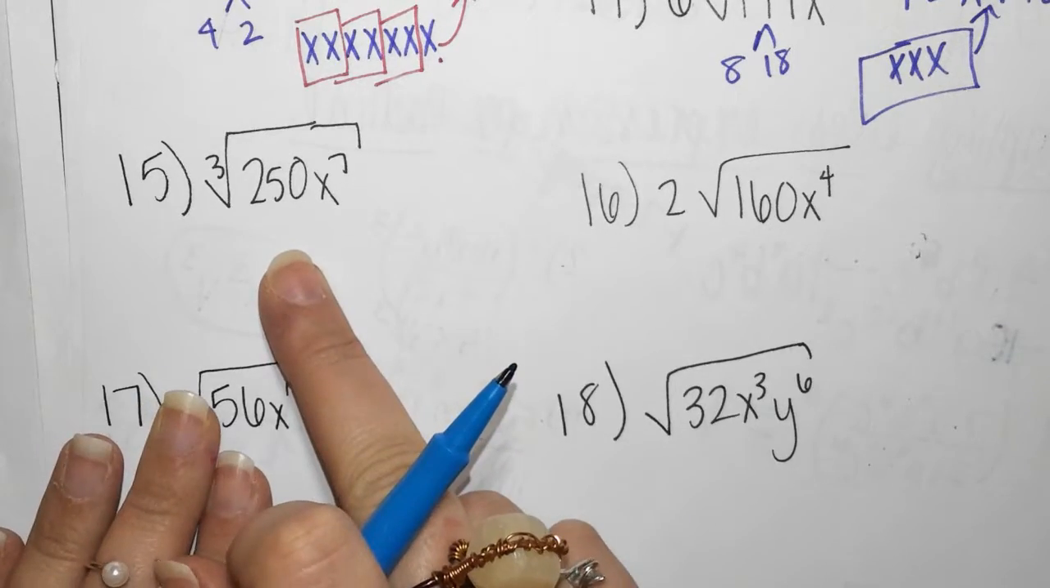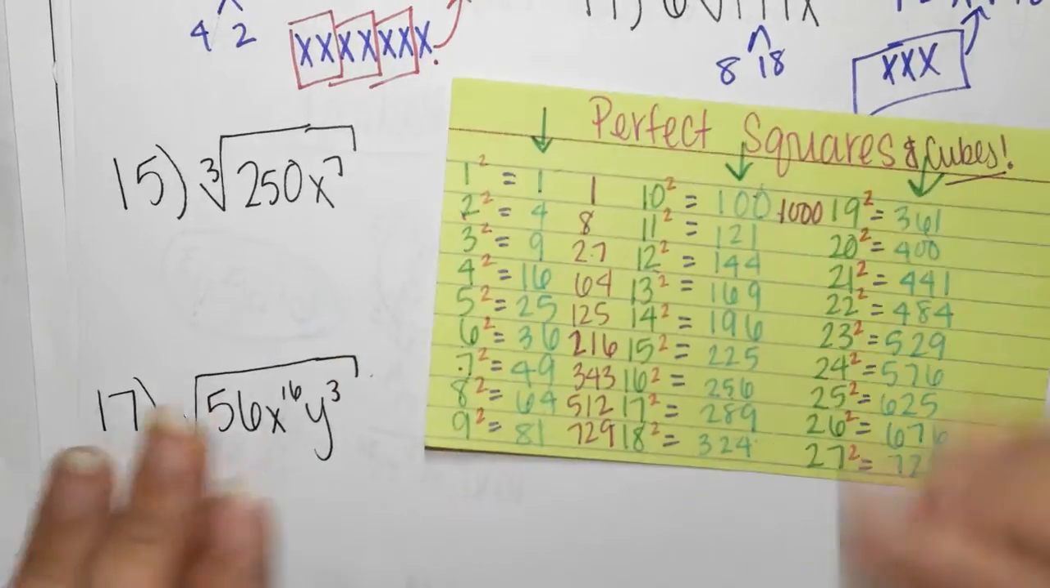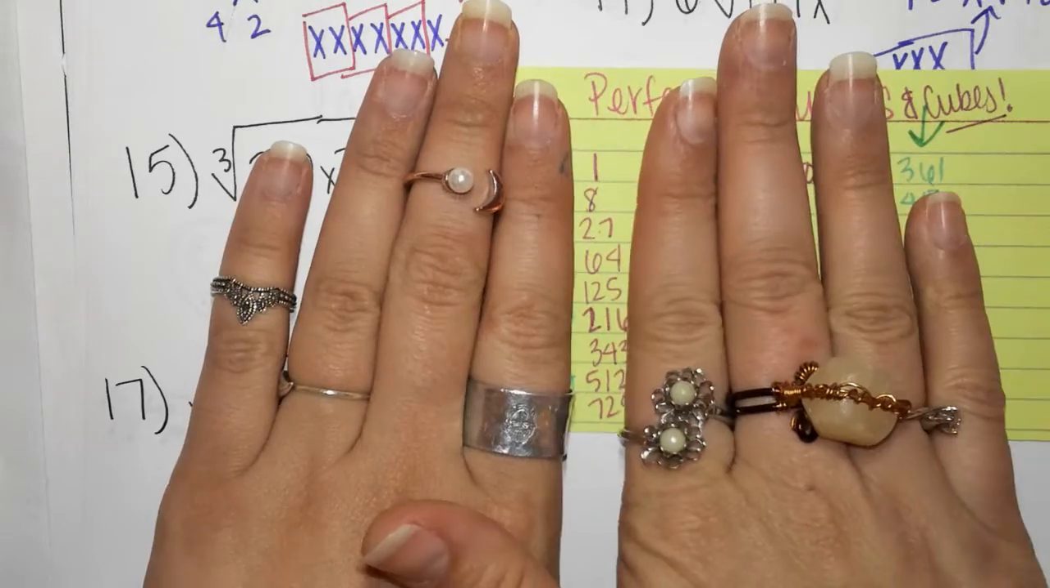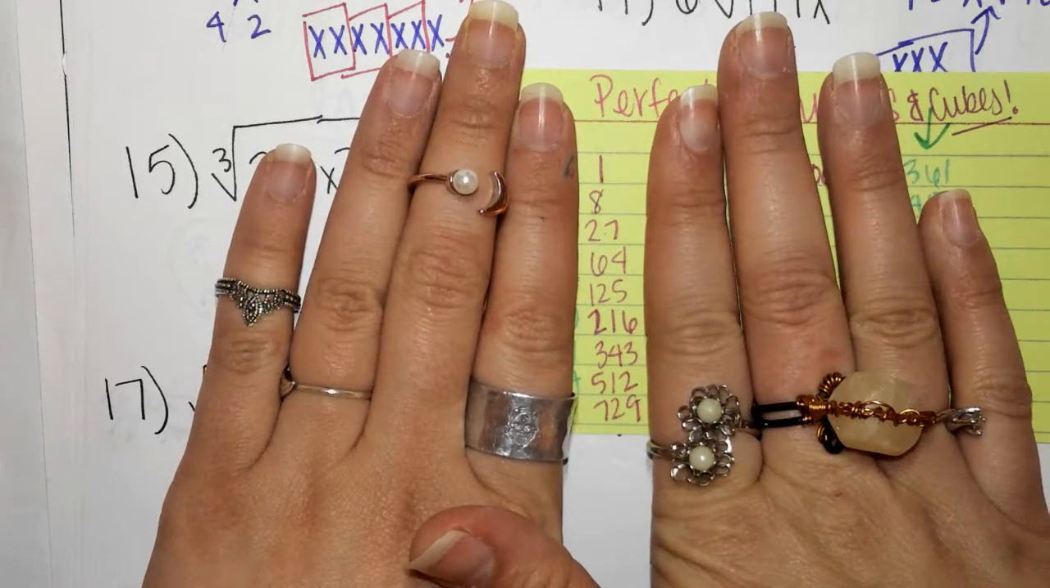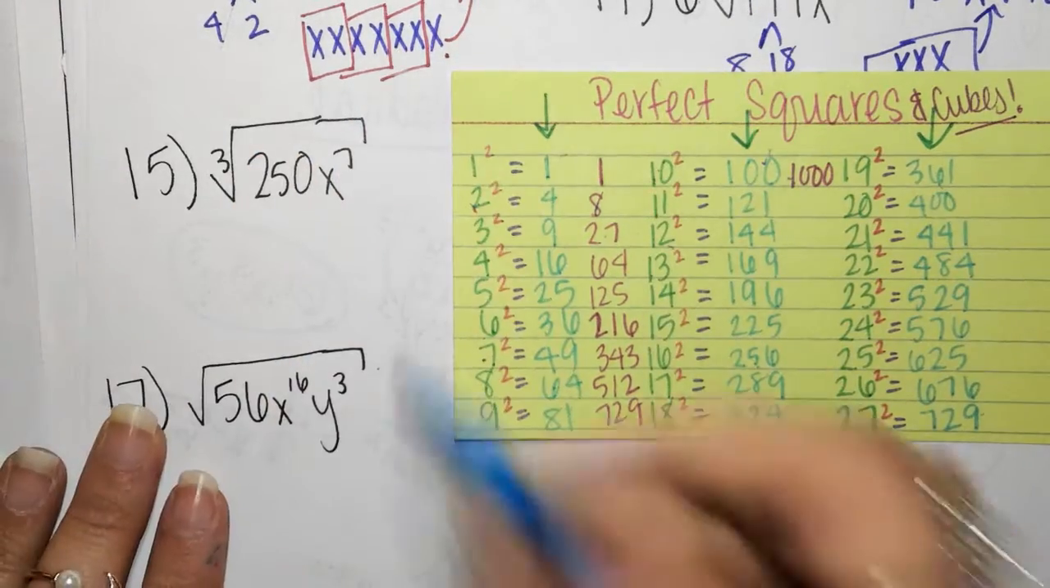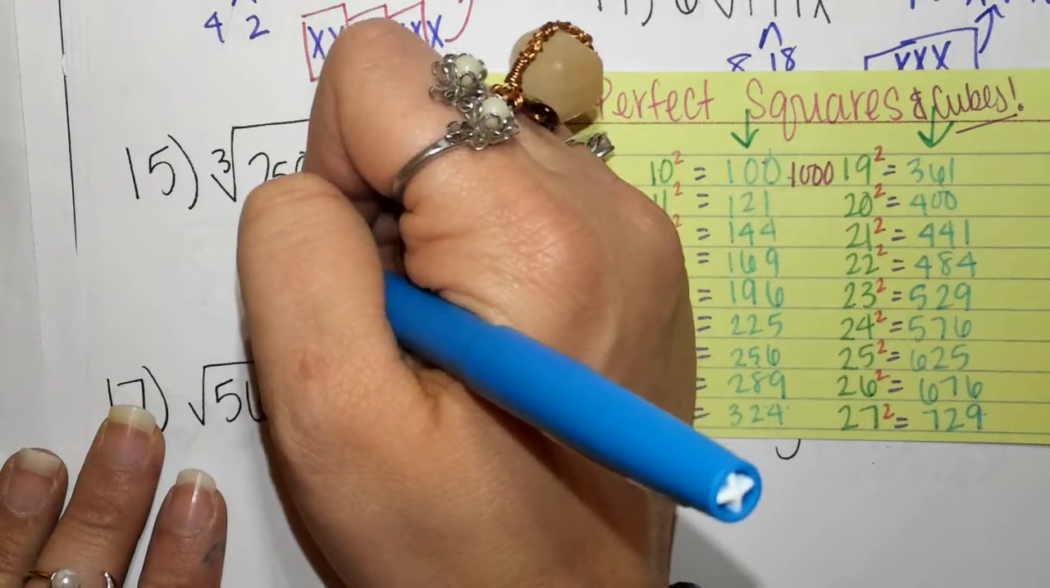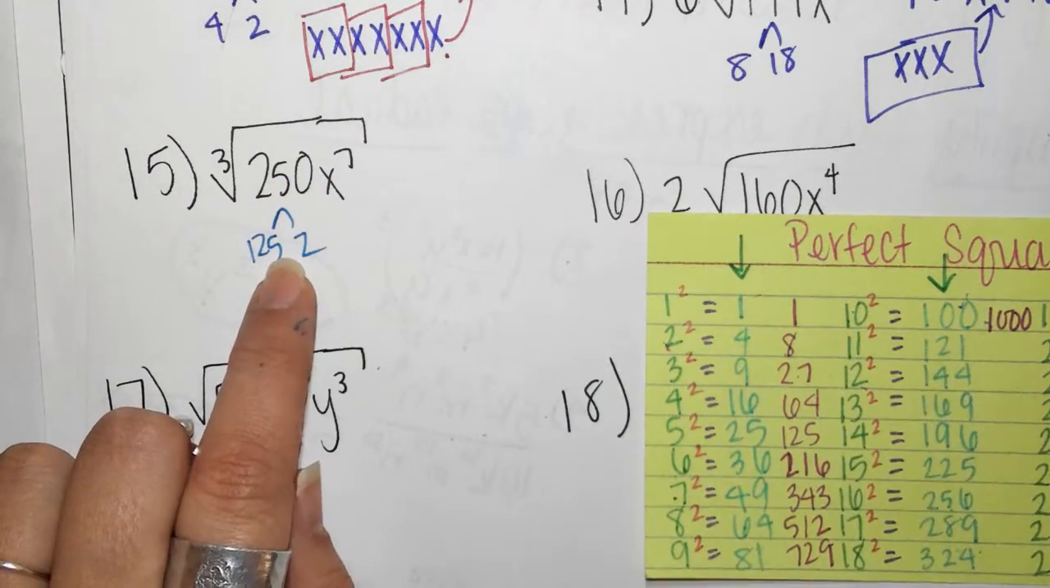Alright, number 15. We need to find the cubed root of 250. So what is the biggest, and remember, we're looking at perfect cubes, what's the biggest perfect cube that goes into it? 125. 125 times what? Look at us go. What's the cubed root of 125?